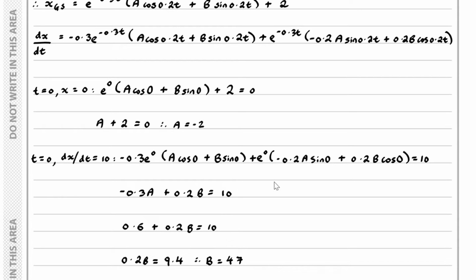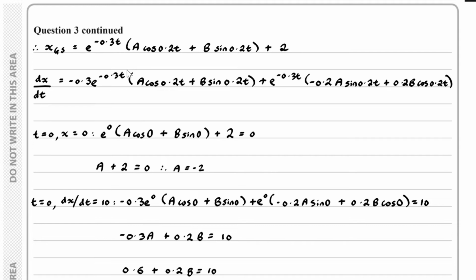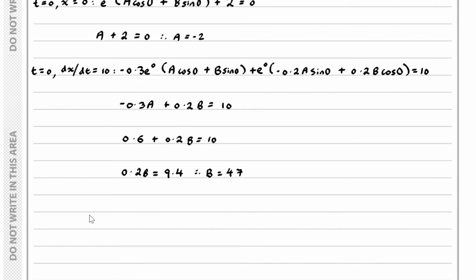And knowing what a and b are, we can therefore write out our particular solution for x. So therefore, the particular solution for x, that's equal to e to the minus 0.3t times by minus 2 times by the cosine of 0.2t plus 47 times by the sine of 0.2t plus 2.